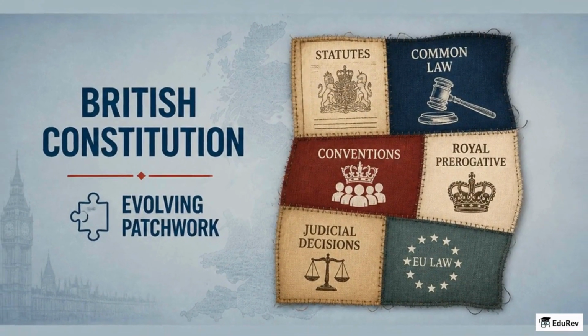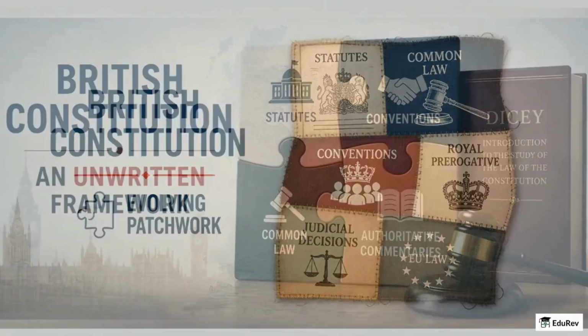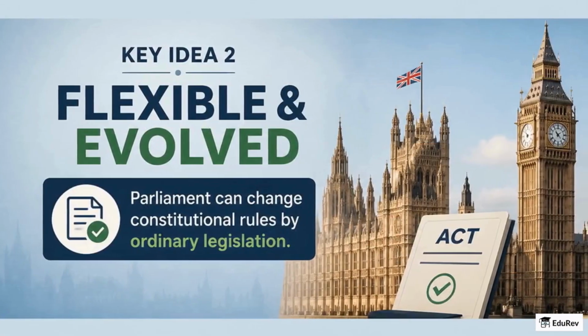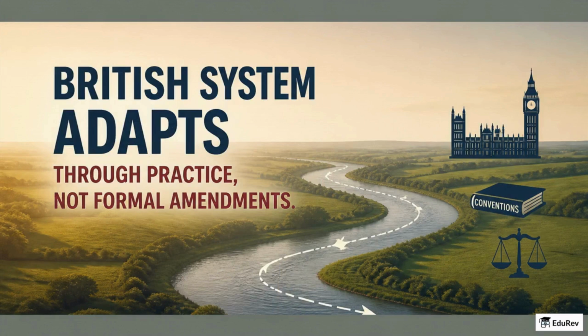Next, the British Constitution. Think of it as an evolving patchwork rather than a single manual. It is mostly unwritten, built from statutes, conventions, common law, and authoritative commentaries like Dicey. Key idea 2. Flexible and evolved. Parliament can change constitutional rules by ordinary legislation. Picture a river that changes course over centuries. The British system adapts through practice rather than formal amendments.